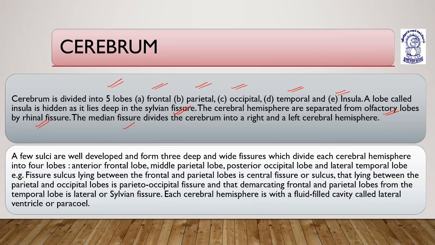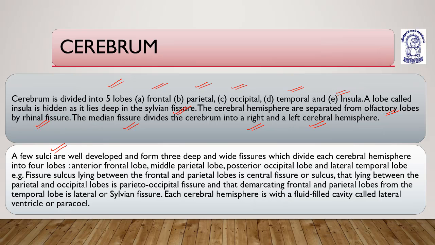The median fissure divides the cerebrum into right and left cerebral hemisphere. So which fissure divides the cerebrum into two cerebral hemispheres, right and left? Median fissure. Sylvian fissure is basically the insula, which is a deep hidden lobe. The cerebral hemisphere is separated from the olfactory lobes by rhinal fissure.